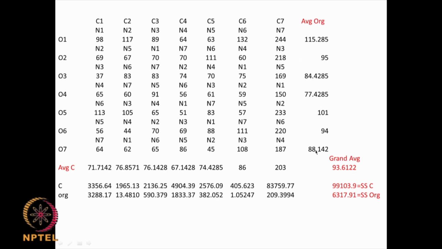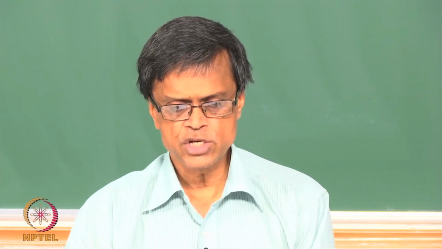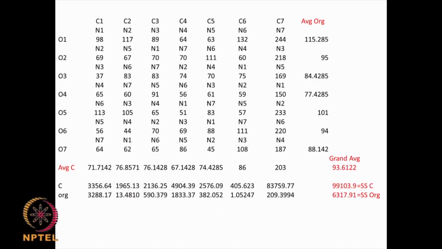So, we have 7 values for average organism along the rows, 7 for carbon along the columns. Now, we need to get sum of squares for carbon and for the organism; we will look at nitrogen in the next slide. So, it is very straightforward. What do we do? We multiply by 7 here because there are 7 items here. We take the grand average 93.61 minus 71.7 square. Because there are 7 items, 7 into 93.61 minus 71.7 square.